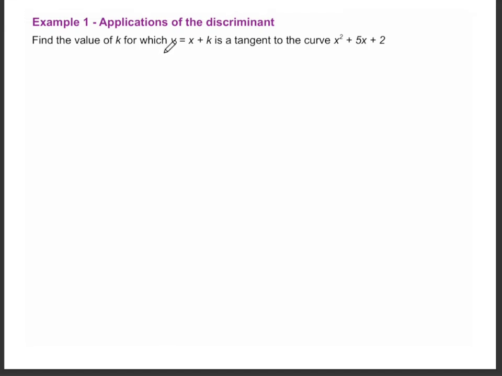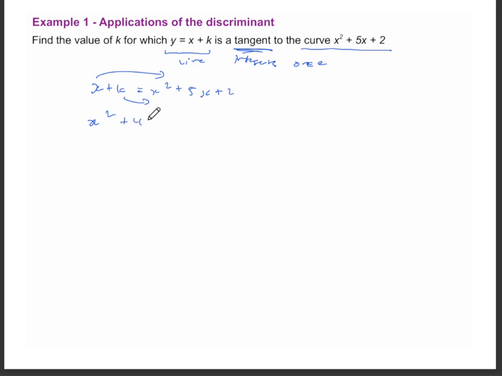Find the value of k for which y equals x plus k, which is a line, is a tangent, meaning it intersects only once, to the curve of x squared plus 5x plus 2. So we have y equals x plus k, and we have y equals x squared plus 5x plus 2. And remember, because they intersect, you can solve them simultaneously. And so we can put the y's together, and we'll get x plus k equals x squared plus 5x plus 2. Then the next step obviously always is equating it to 0. So x squared plus 5x minus x, because you're taking this to the other side, it's plus 4x, then plus 2 minus k equals 0.